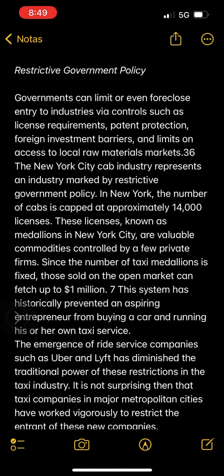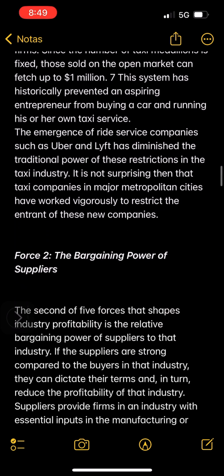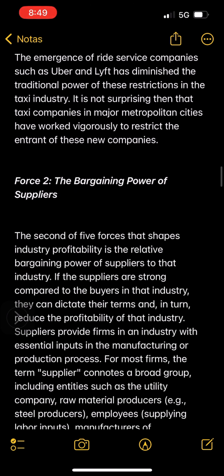This system has historically prevented an aspiring entrepreneur from buying a car and running his or her own taxi service. The emergence of ride service companies such as Uber and Lyft has diminished the traditional power of these restrictions in the taxi industry. It is not surprising then that taxi companies in major metropolitan cities have worked vigorously to restrict the entrance of these new companies.